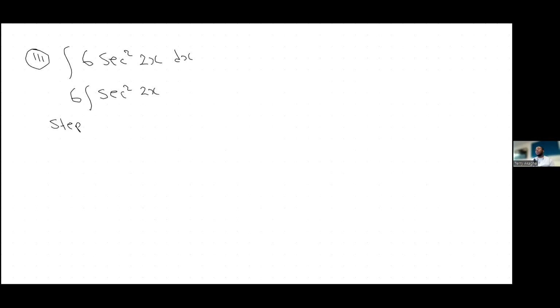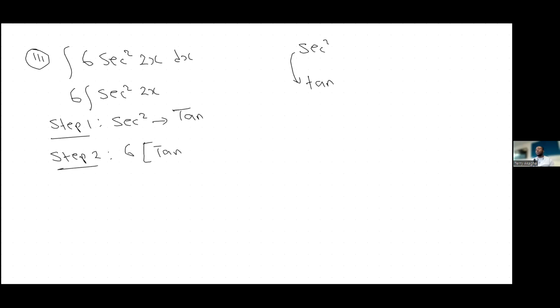Step 1, you have to convert sec squared. Remember I told you when you integrate sec squared, it's going to give you tan. So it's going to give us tan. Step 2, we then have to replace the sec squared with tan. So it's going to give us 6 into bracket tan 2x. Are you seeing it? So you replace the sec squared with tan.